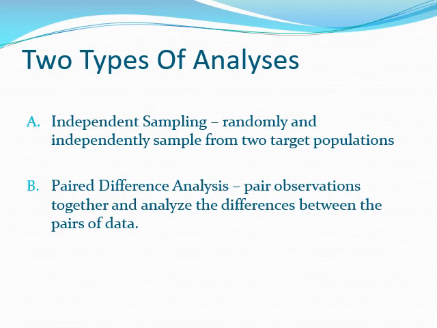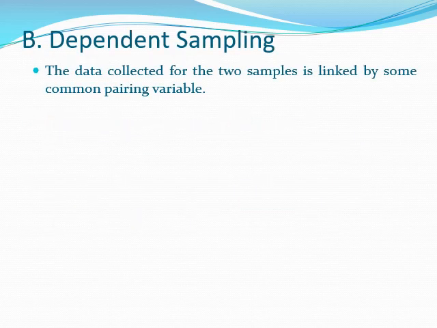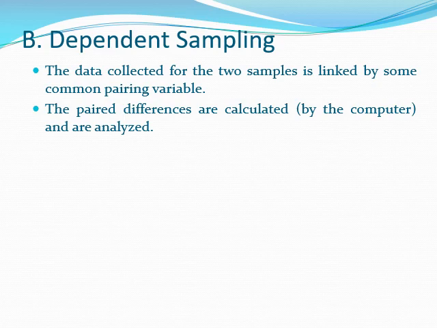Here, pairs of observations are going to be linked together. So we're going to pair observations together and analyze the differences between the pairs of data. Look at this, dependent sampling. The data collected is linked by some common pairing variable, and the paired differences are calculated and are analyzed.